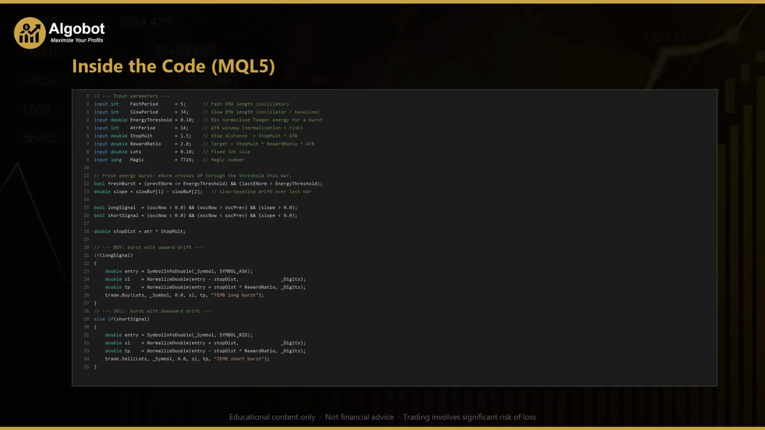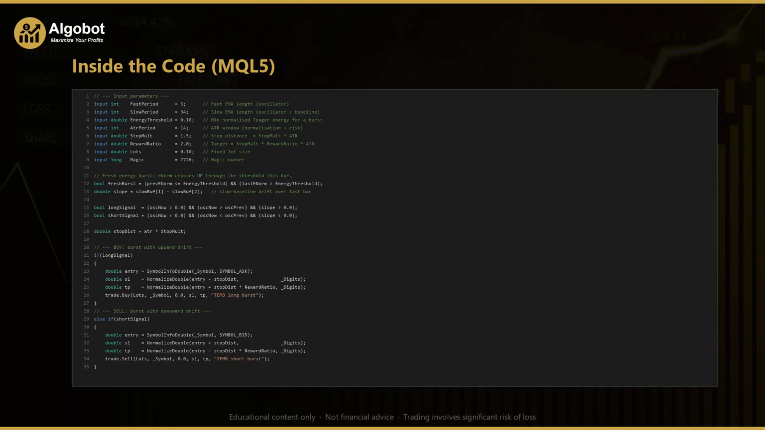Below the inputs is the decision block. The Boolean called fresh burst is true only when the previous energy reading was at or below the threshold and the current reading is above it. That's the upward cross we described.